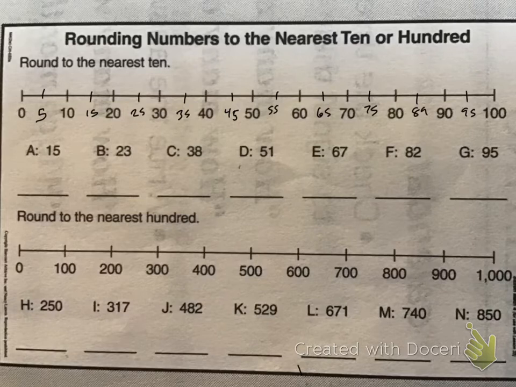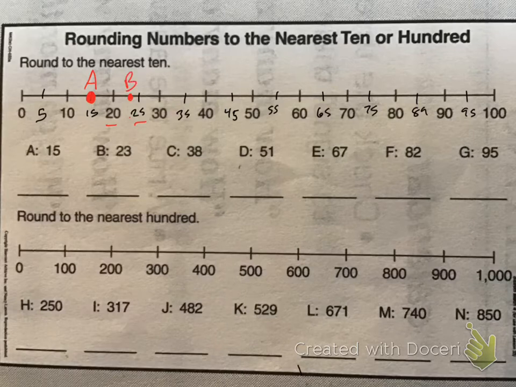So where would number A be? So that's 15. Well, 15 we know is in between 10 and 20. So I'm going to put a dot at 15 and put the letter A. Now, where would 23 be on this number line? Well, 23 would be between the 20 and the 25. And it'll be a little bit closer to the 25, so I'm going to put it right about here. So that's going to be B.